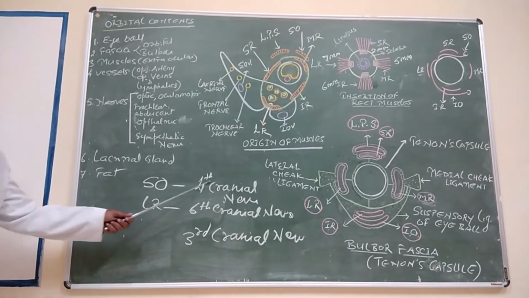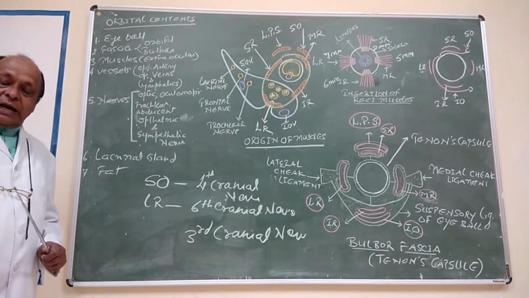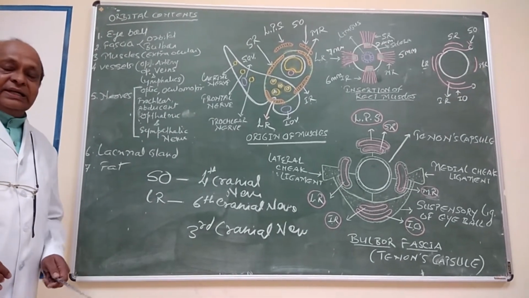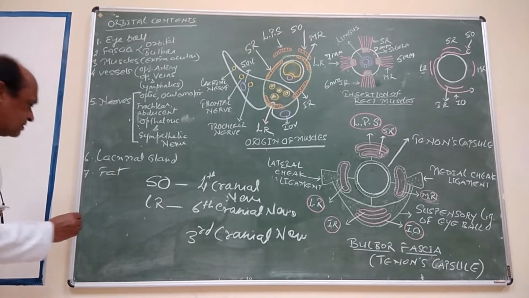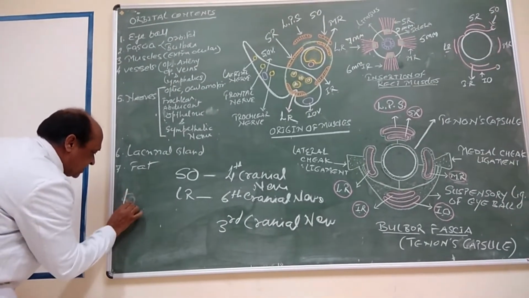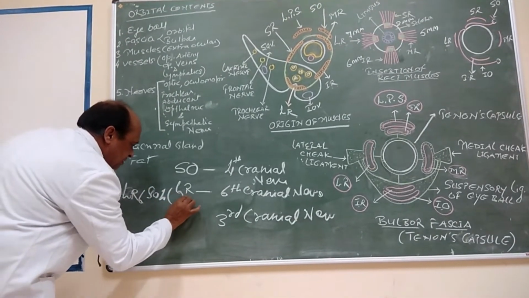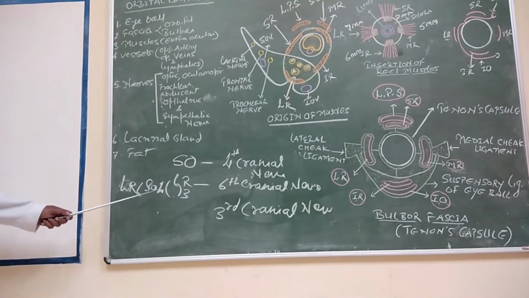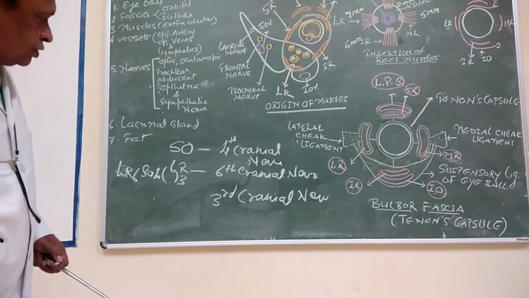The superior oblique muscle is supplied by trochlear nerve. Sixth cranial nerve is abducent. The lateral rectus is supplied by abducent nerve, and remaining 5 muscles are supplied by third cranial nerve. And this third cranial nerve is nothing but oculomotor nerve. So the formula is very easy to remember by scheme: LR6, SO4, whole thrice. LR6: lateral rectus supplied by 6th nerve, SO4: superior oblique supplied by 4th nerve, and whole thrice: remaining muscles supplied by third cranial nerve, that is oculomotor.